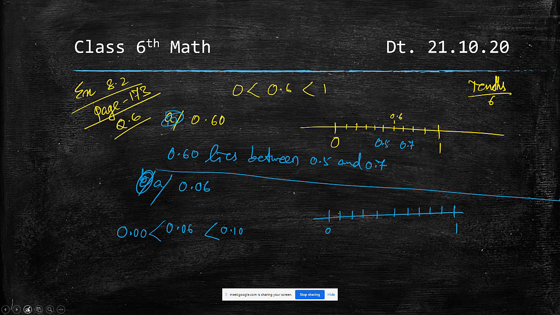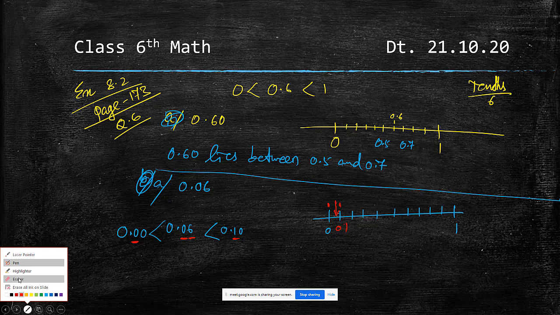We have to take this tenths place number. This 6 is in the hundredths place. So the previous number of 0 is nothing, it is 0 only, and the after number is 1. So this number will lie between 0.0 and 0.1, somewhere in between these two.